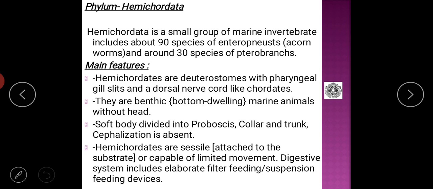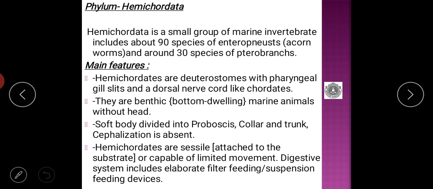Now some important features or main features. The first one: hemichordates are deuterostomes with pharyngeal gill slits and a dorsal nerve cord like chordates. What are deuterostomes? You have already come across this term. I explained these deuterostomes and protostomes in one of my previous classes. Deuterostomes refers to this: during embryonic development, the blastopore opening later gives rise to the anus of the adult. Whereas in protostomes, the blastopore opening gives rise to the mouth of such animals.